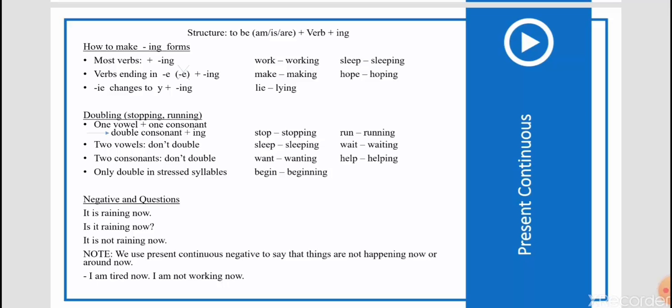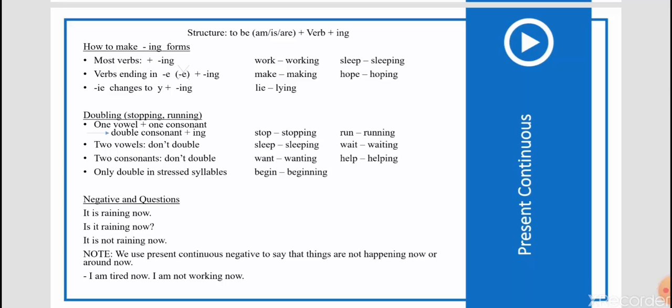So we should keep in mind that when we do not have a stressed syllable, we do not add the last consonant. Begin, beginning. In the word begin, stress is on the second syllable, so we doubled the last n.